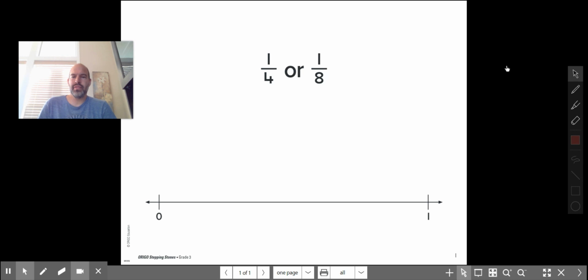Which is greater? All right, so we're looking to see which of these two fractions is greater, 1/4 or 1/8. All right, if we were to place both of these fractions on the number line, this is what we would do.